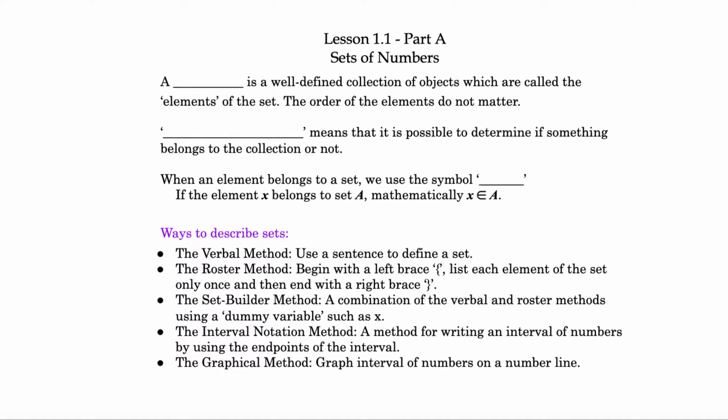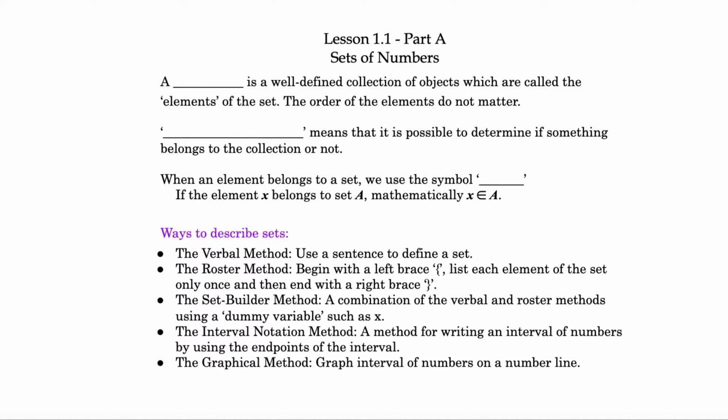We're going to start out with two different lessons for lesson 1.1. The first part is just going to be talking about how we write sets of numbers and the different ways that we can write different sets of numbers. And then in our next lesson, we will move on to the coordinate plane before we jump into some more college algebra. So let's first start off by defining what a set is.